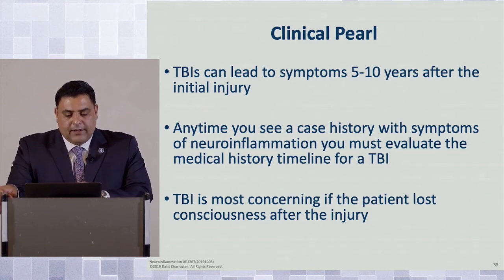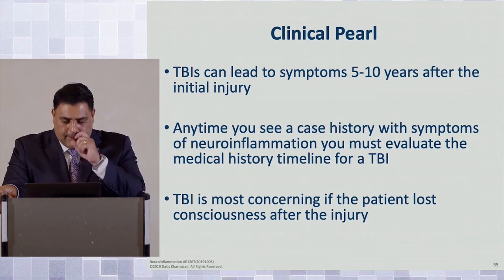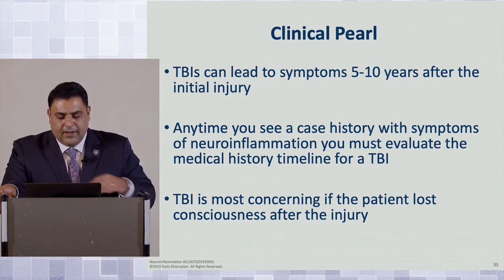So, clinical pearl. Traumatic brain injuries can lead to symptoms 5 to 10 years after the initial injury. So there's some people who have like chronic depression and can't focus, the brain doesn't work. They didn't notice the symptoms initially, they get a traumatic brain injury, glial cells get primed. Over a period of time, these glial cells getting primed and creating inflammation uncouple surrounding neurons, they start to degenerate, and then symptoms start to show up.